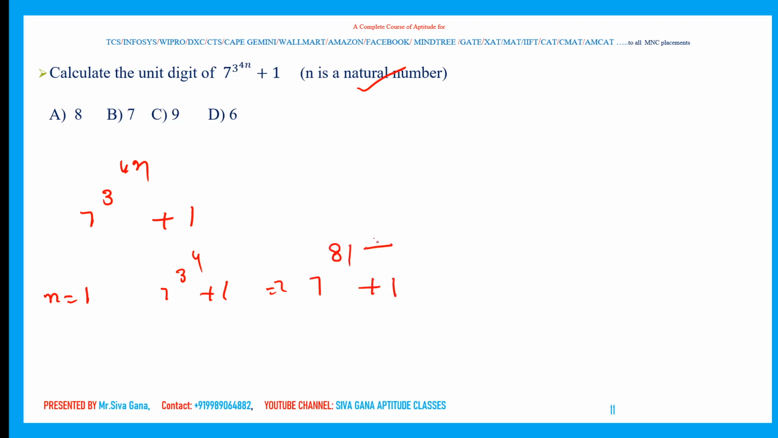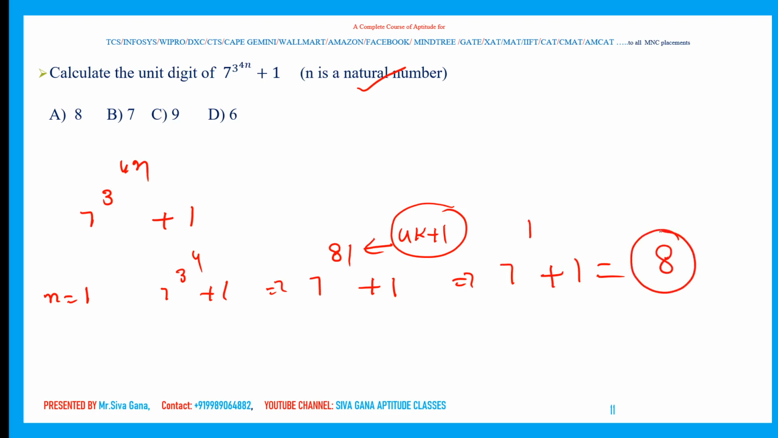So 81 is in which form? 4k plus 1. So therefore 7 power 4k plus 1 unit digit is same as 7 power 1 unit digit, plus 1. 7 power 1 is 7, 7 plus 1 is 8. So unit digit is 8. For n is equal to 1 we got unit digit 8.